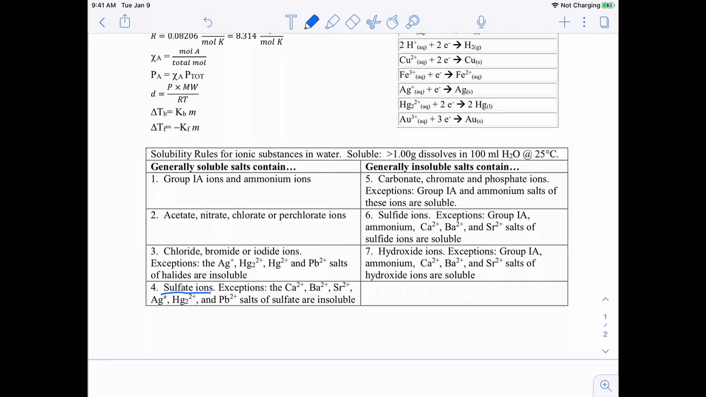So going over to my insoluble side, rule number 7 is for hydroxide ions. Again, this is my insoluble side. Things that have hydroxide in them are generally insoluble, but this one does have some exceptions. Group 1A, ammonium, like our first example, and then calcium is listed as an exception. So calcium hydroxide would also be considered soluble. If I put it in water, it's going to dissociate into calcium 2+ and 2 hydroxide ions.